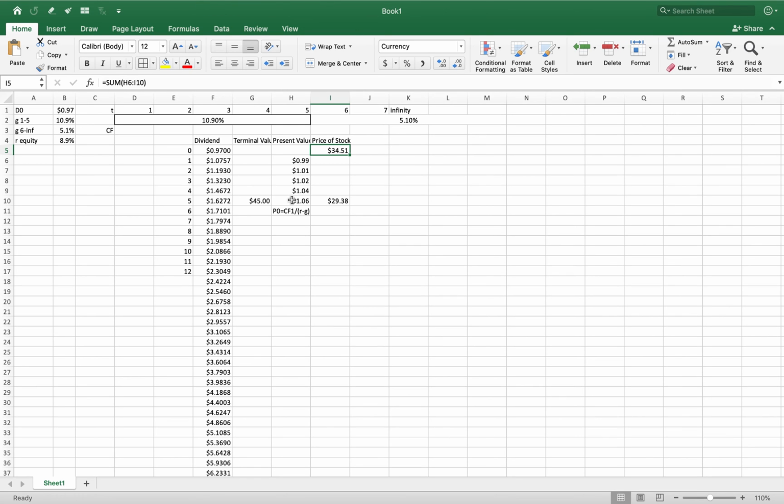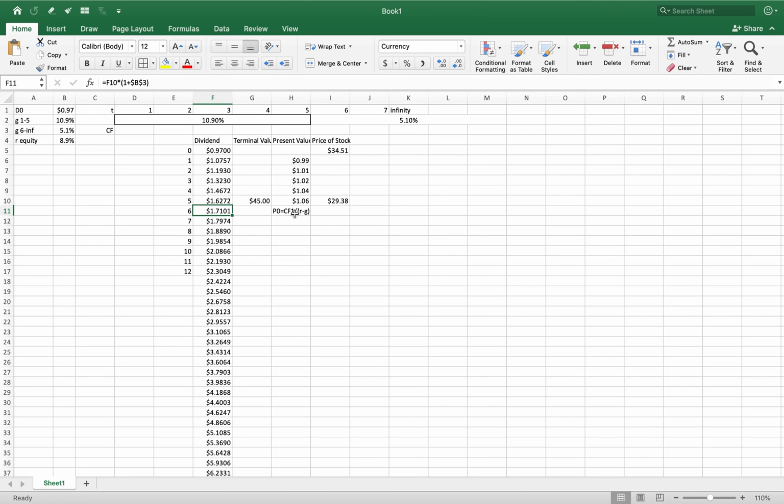So just to recap, when you are solving a problem with a multi-stage growth company and you're trying to figure out the price of the stock, you need to figure out all variable cash flows until the company hits its constant growth rate or stable growth rate. And you just calculate the very first dividend that you can calculate using that stable growth rate. And you use that dividend to calculate terminal value.